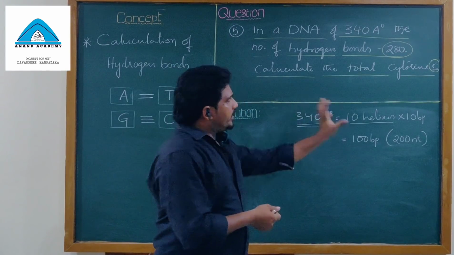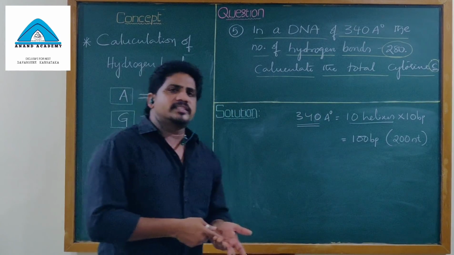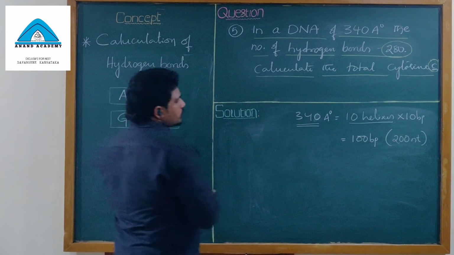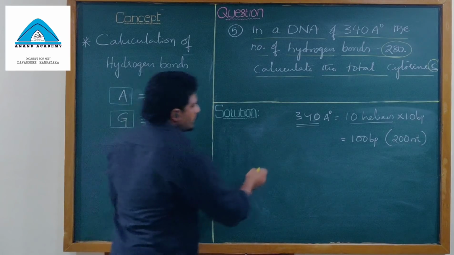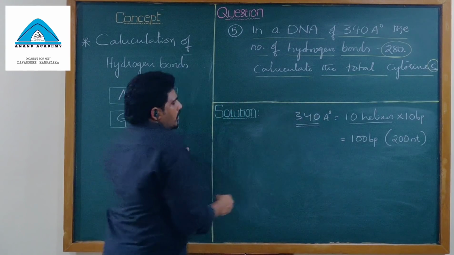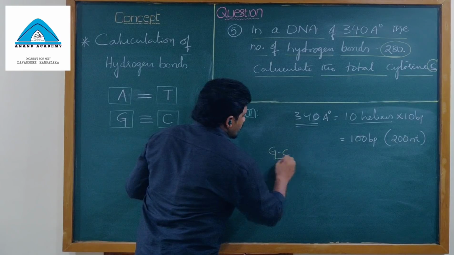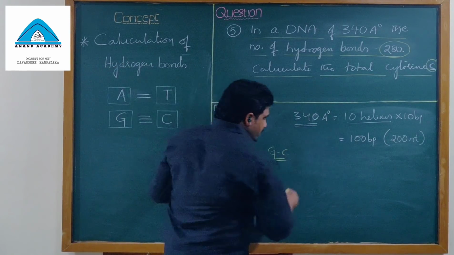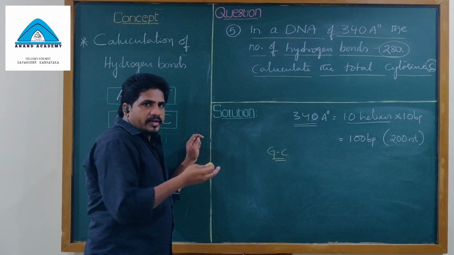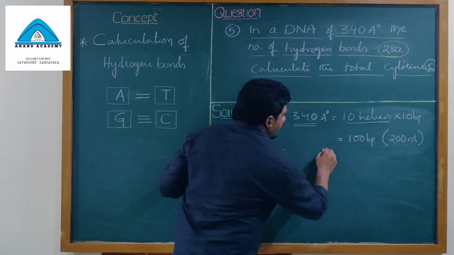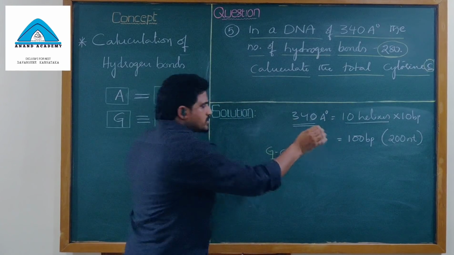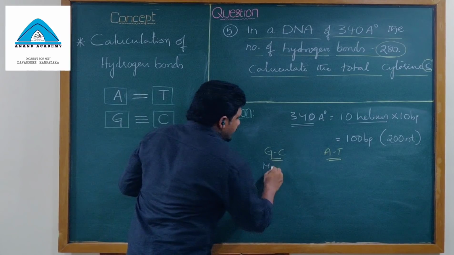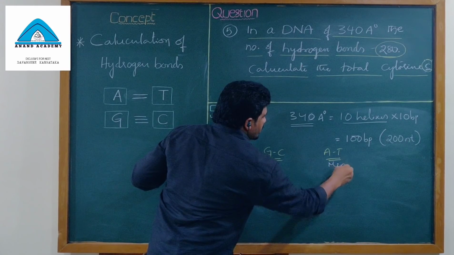So with 280 hydrogen bonds, we cannot directly calculate how many GC combinations and how many AT combinations are there. This time we are going to apply one technique. Suppose all 100 are GC combinations. It is an assumption, all 100 are GC combinations. That is the maximum possibility. The minimum possibility is that all 100 base pair combinations are AT. It may happen.